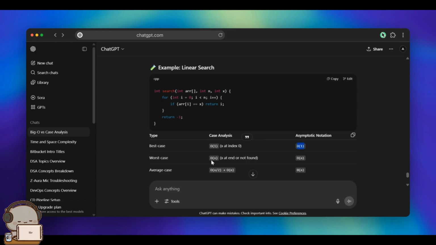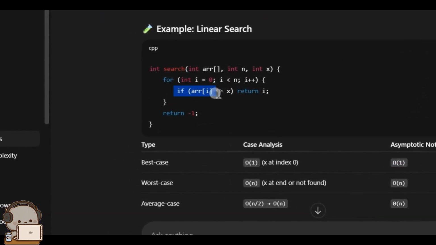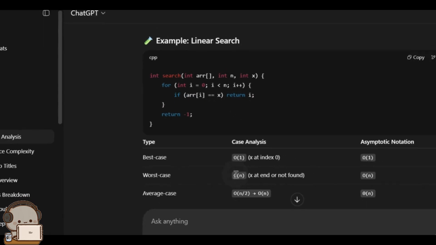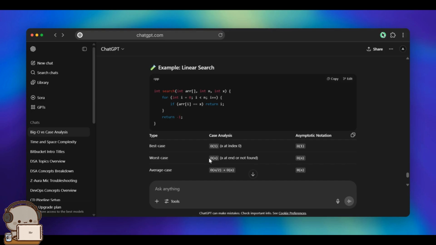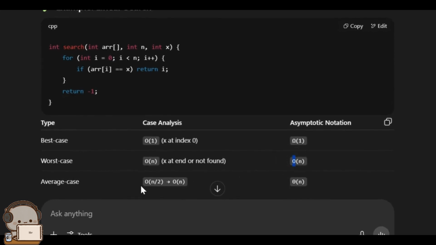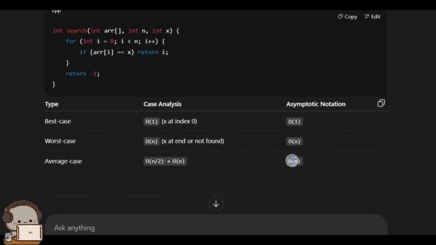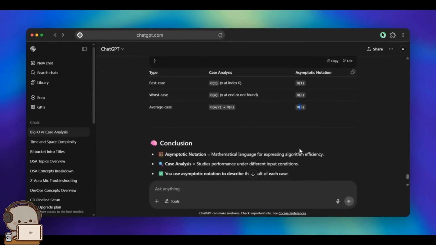When x is not found, that means if n is some large value, we will keep running this up to n. So n times this function will run. So its worst case, big O, is of order n. Average case, n by 2, half, is also order n. So our theta is also n. So this gives us the asymptotic notation as well as the case analysis.